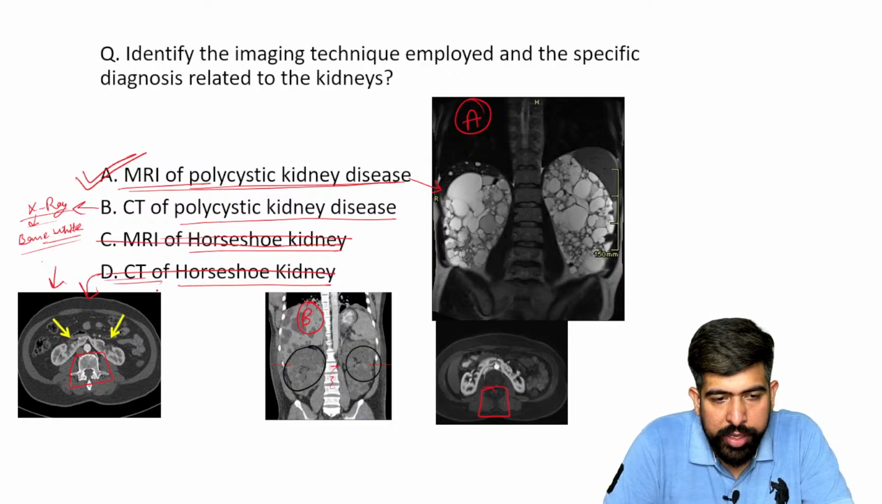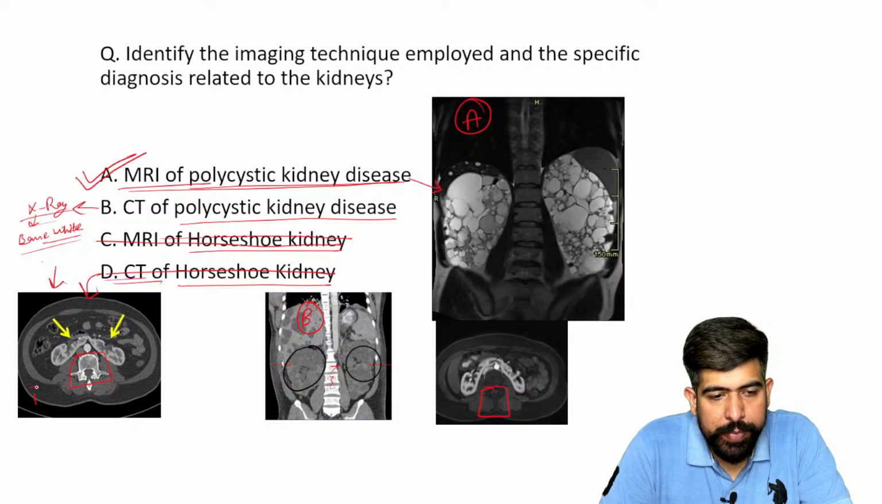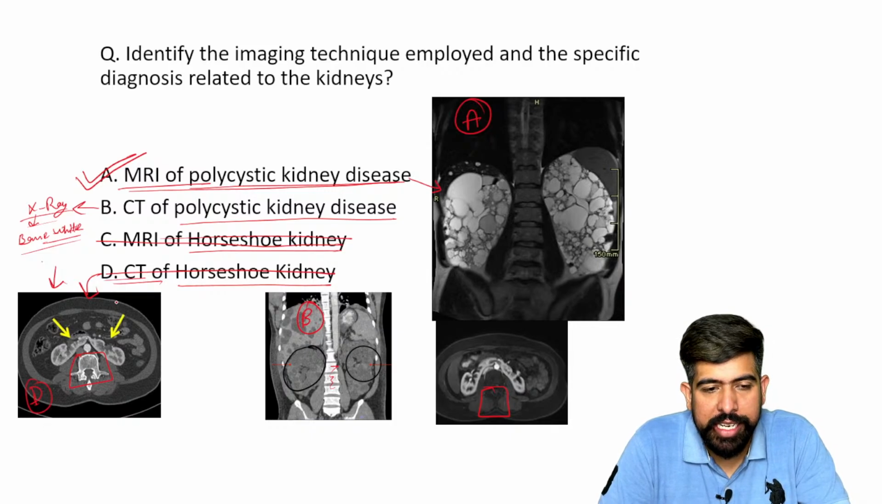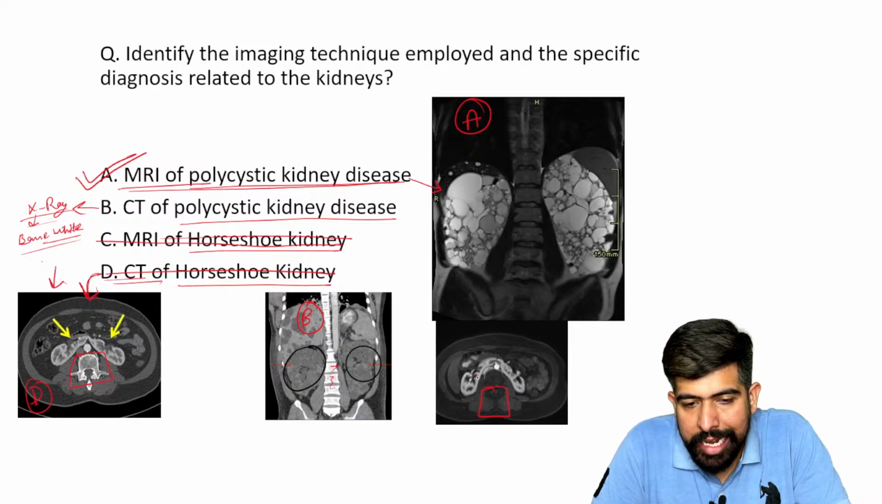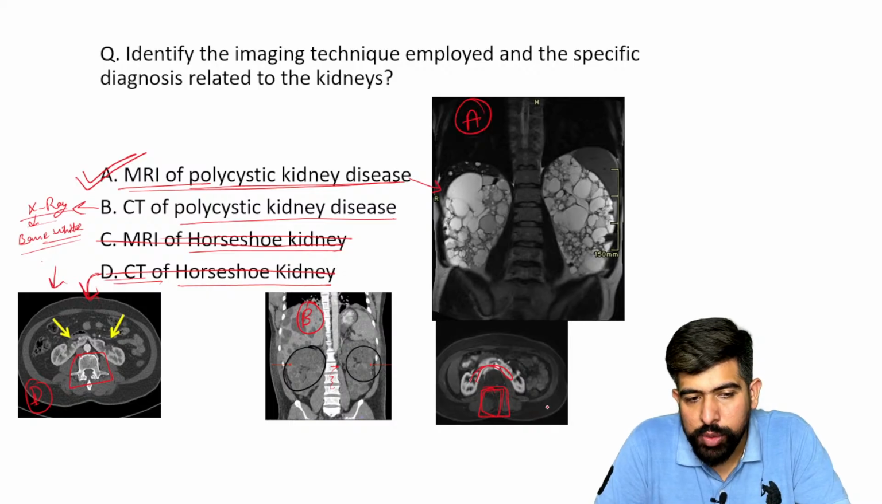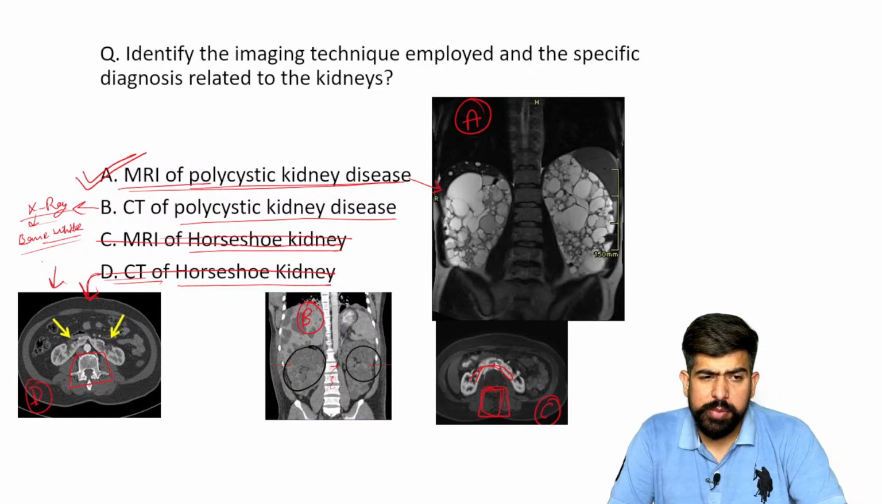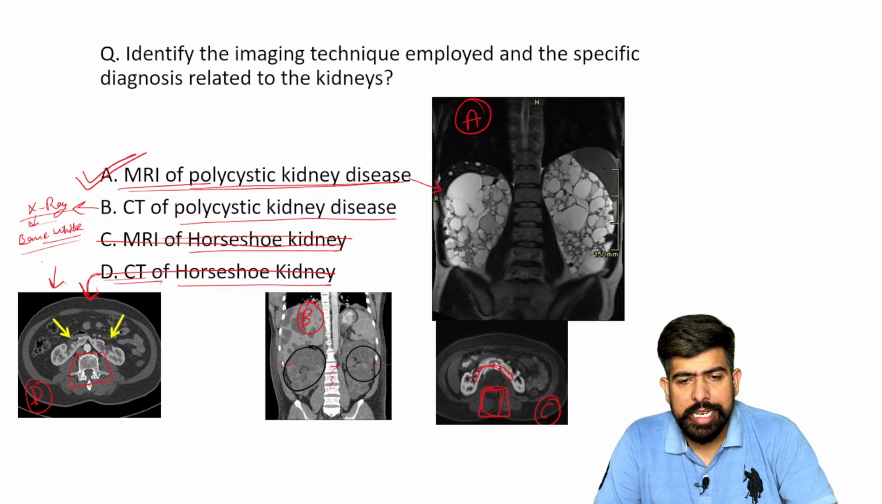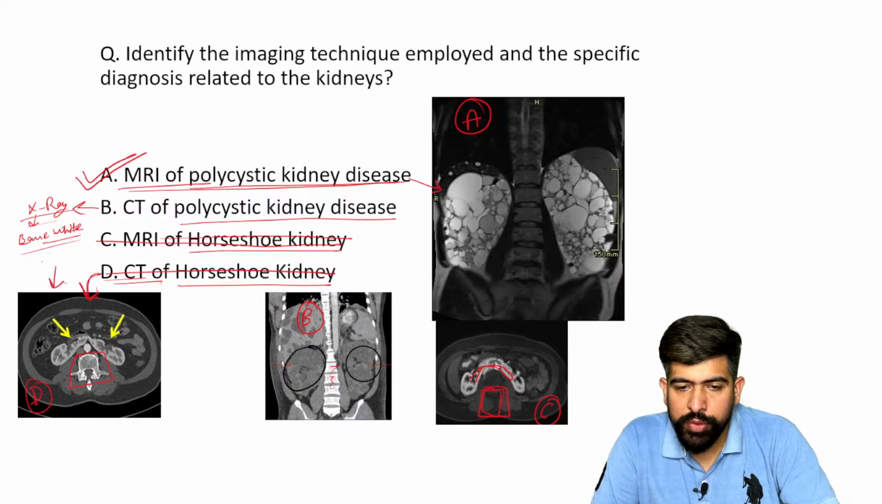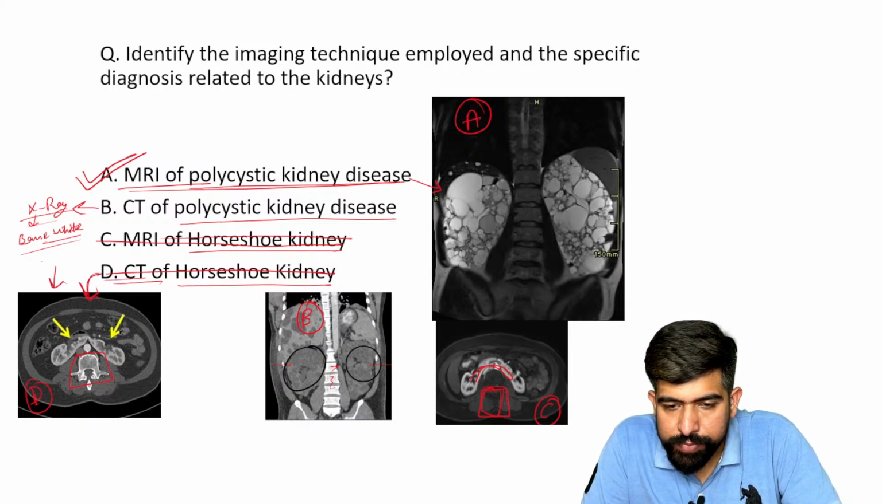I already marked it over here; by mistake I wrote a C there. This is your CT of horseshoe kidney. And here, this is also attached, but by seeing your vertebral column, yes, it is black. So this is your MRI of the horseshoe kidney. Is it clear? This is the MRI of the horseshoe kidney.